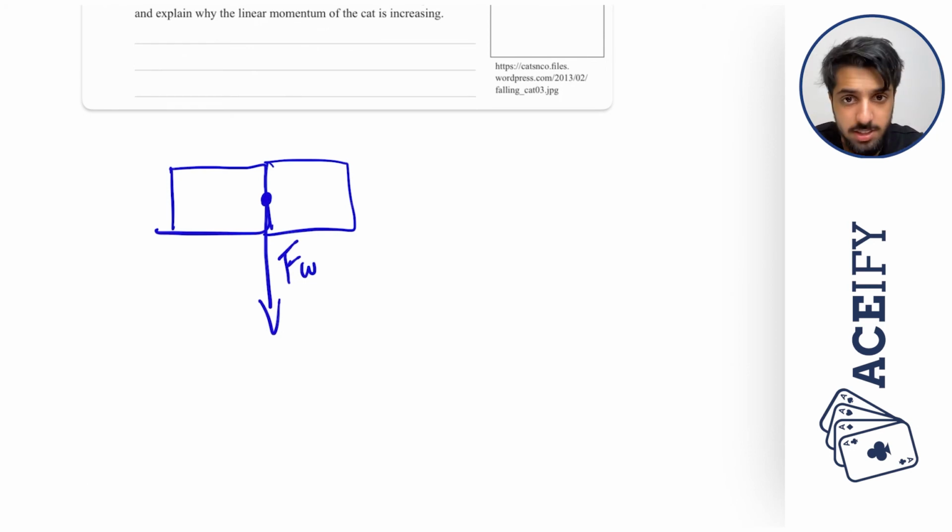Now, the linear momentum will increase because there is an external force acting on it. We know that momentum does not increase when there are no external forces. However, in this case, there is an external force, the weight force. And so the linear momentum will increase because this weight force is acting on it, and therefore the linear velocity will increase, in the vertical direction, that is.